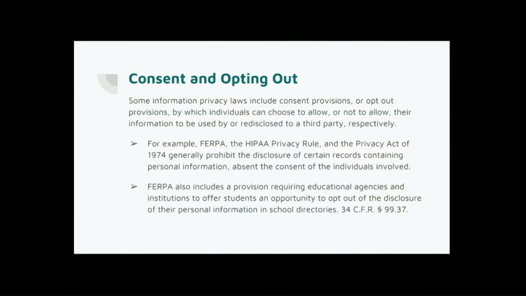The next two concepts are consent and opt-out. Some privacy laws include consent provisions or opt-out provisions by which individuals can choose to allow or not to allow their information to be used by or redisclosed to a third party, respectively. For example, FERPA, the HIPAA Privacy Rule, and the Privacy Act generally prohibit the disclosure of certain records containing personal information, absent the consent of the individuals involved. FERPA also includes a provision requiring educational agencies and institutions to offer students an opportunity to opt out of the disclosure of their personal information in school directories.